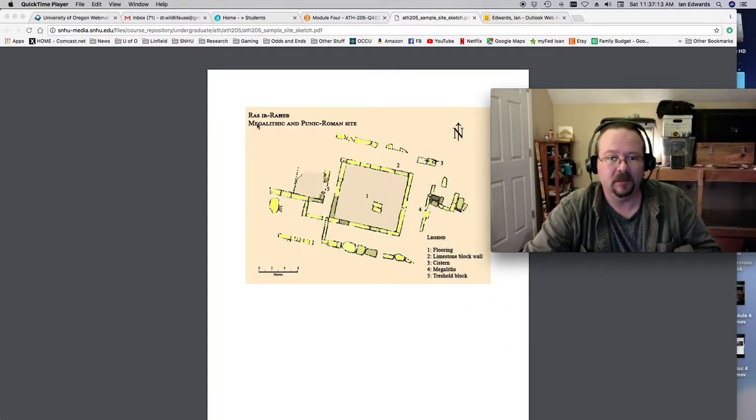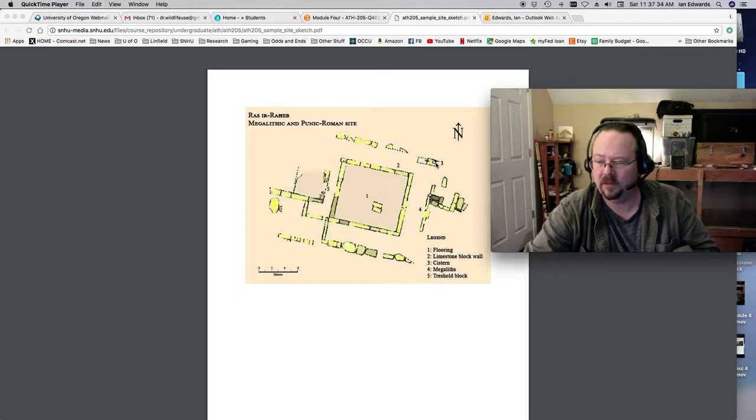And this is Razir Ranib, megalithic and Punic Roman site. Okay, and this is a quick site sketch. It's got a basic legend. You can see the flooring, limestone block wall. Where's that? Number two. Here we go. You got a cistern over here.